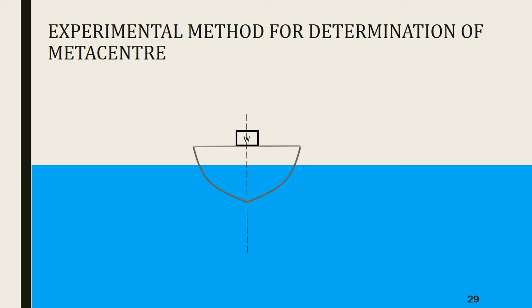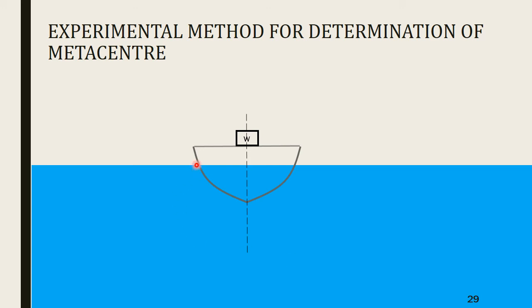So earlier we had discussed that there were two methods to determine the metacentric height. One was an analytical method, another was an experimental method. So the analytical method has been discussed, and that's where we ended up getting the formula Iy by volume of the submerged portion minus BG. The next method that we are going to discuss is how to experimentally determine the value of metacentric height.